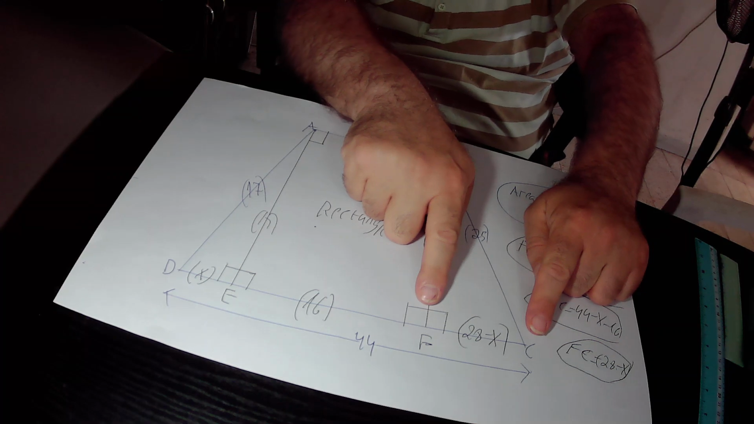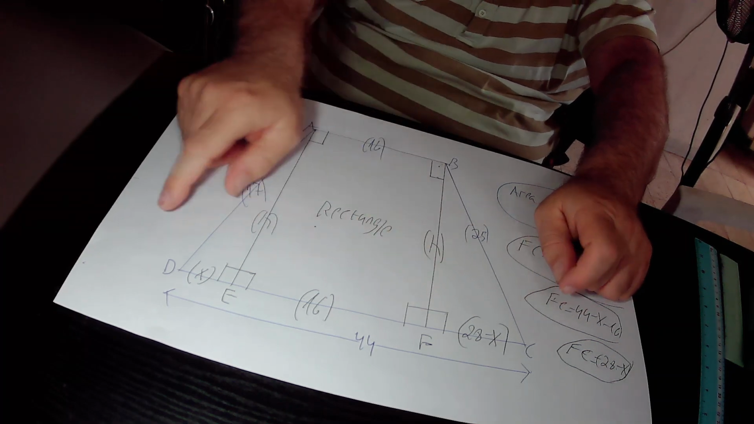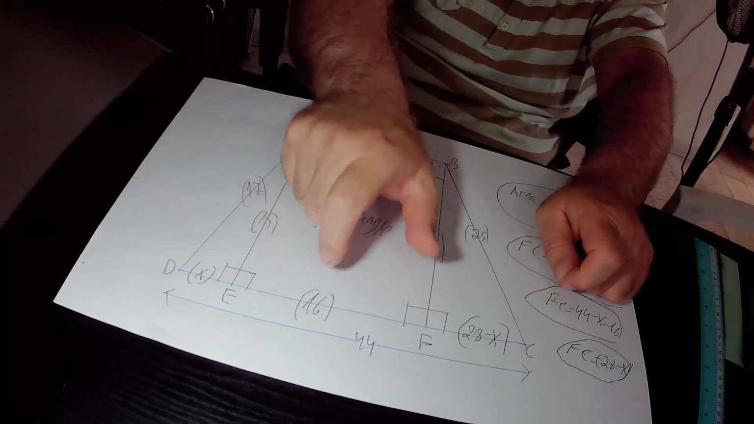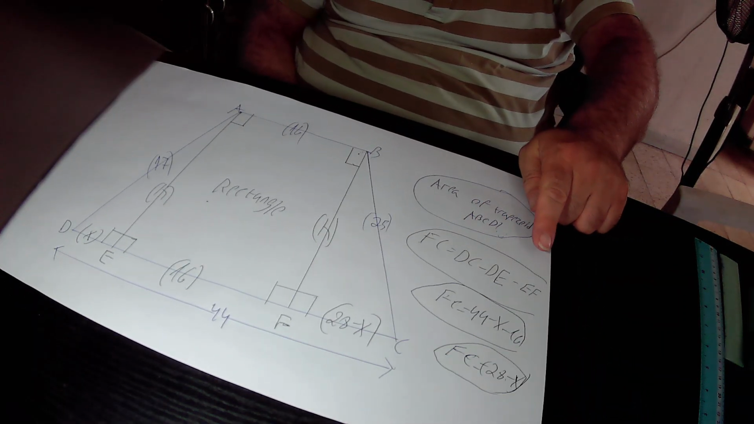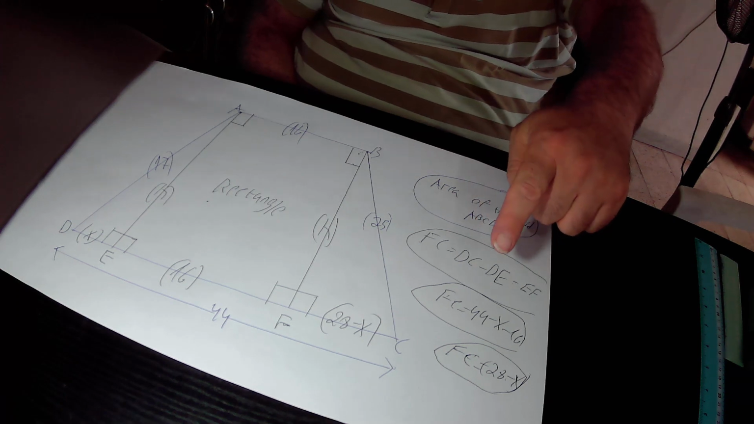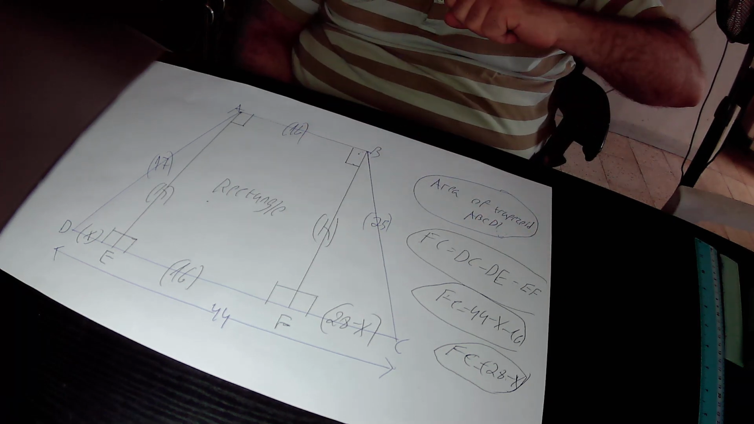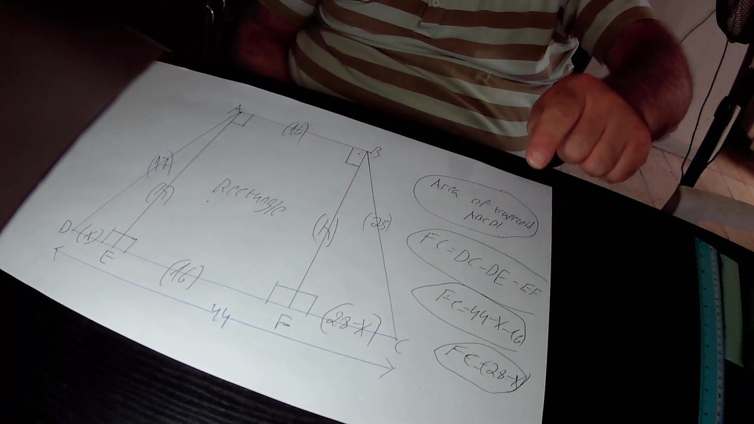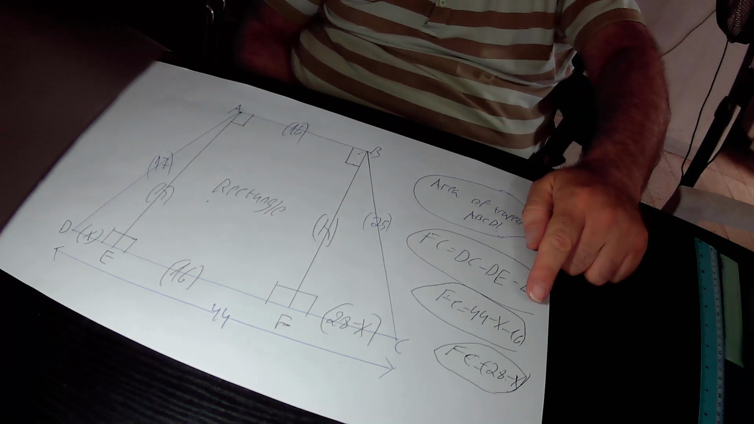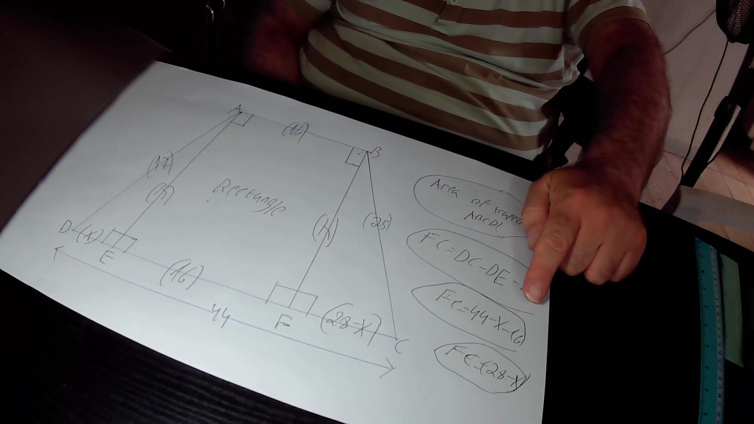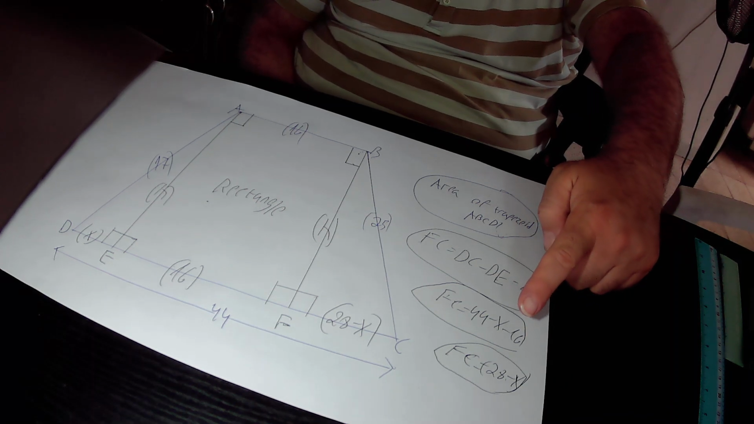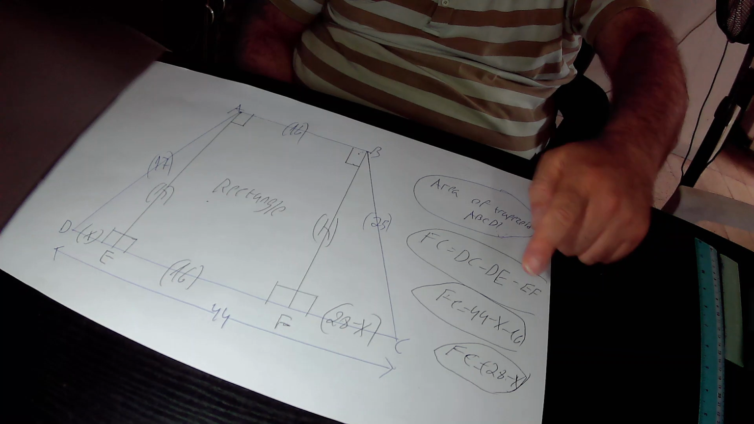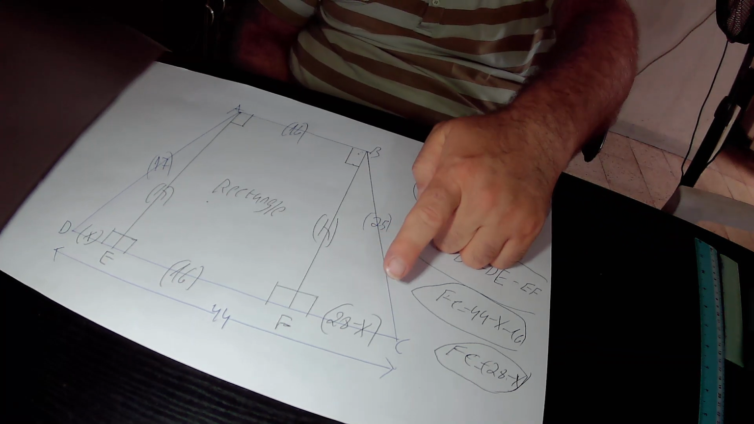From the drawing, it is very easy to see that FC in total equals DC minus DE minus EF. So FC equals DC, that is 44, minus DE, that is X, minus FE, that is 16. So FC equals 44 minus X minus 16. 44 minus 16 is 28, so this expression is equal to 28 minus X. So FC equals 28 minus X units in length.